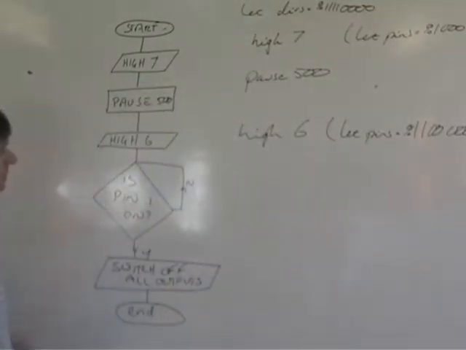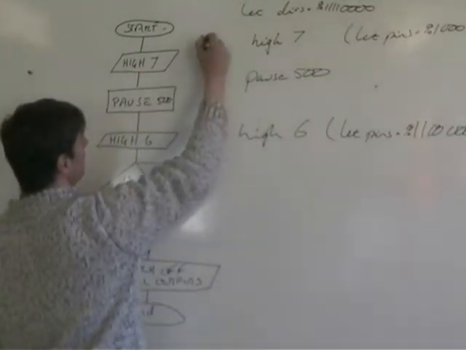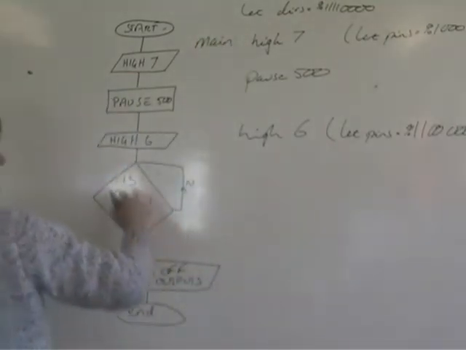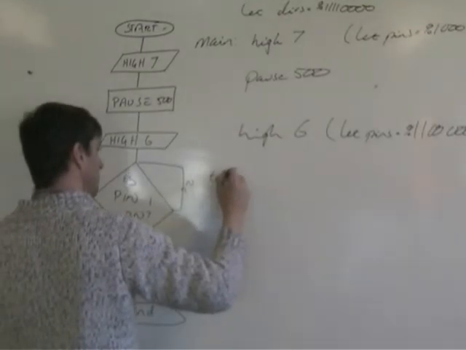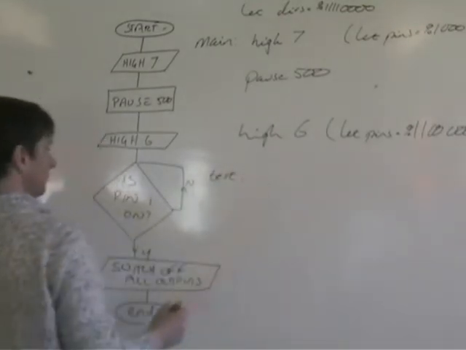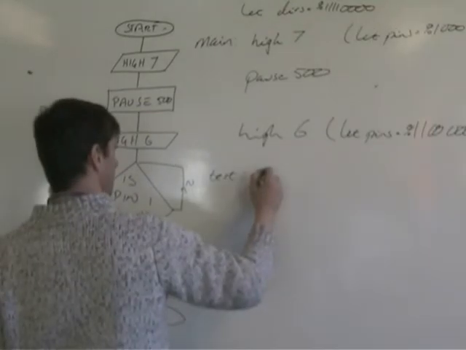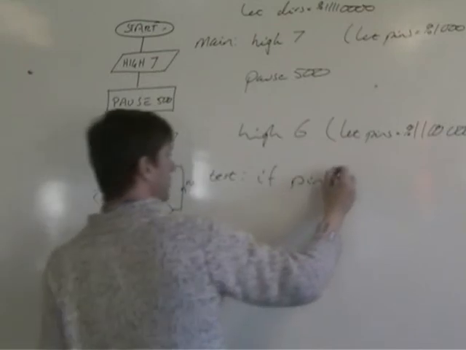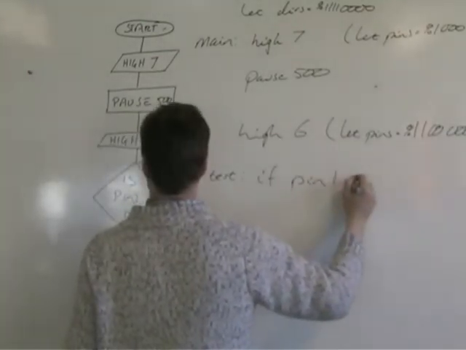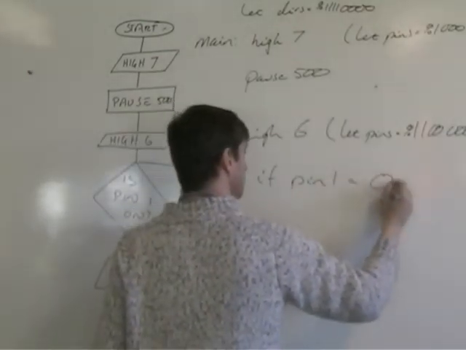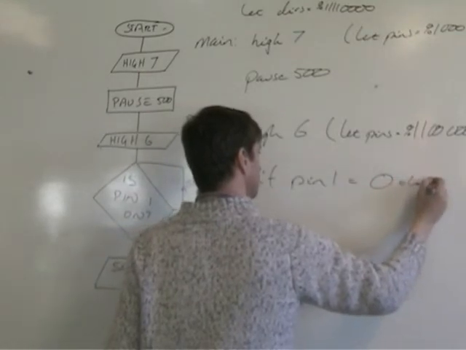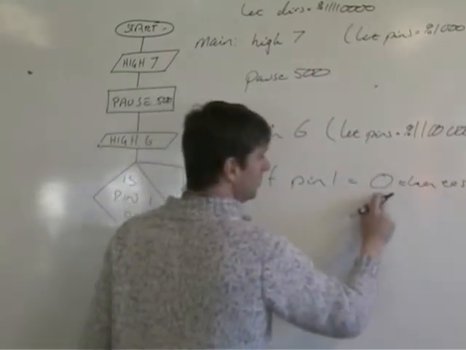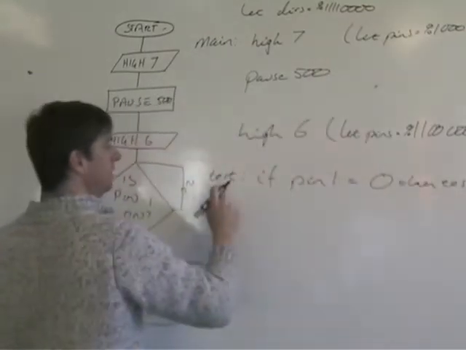Now, the question, if we give this a label, we'll just call this the main program, and a colon. So we're doing a sort of test here, so we can call it test. And we can say if pin, it's pin 1 we're interested in, pin 1 equals 0, then test. So if pin 1 equals 0, we jump back here.